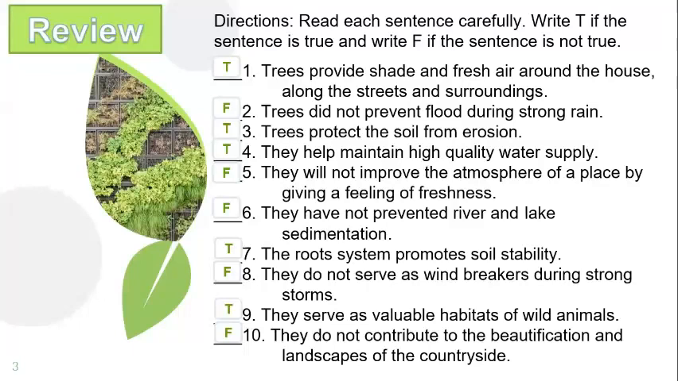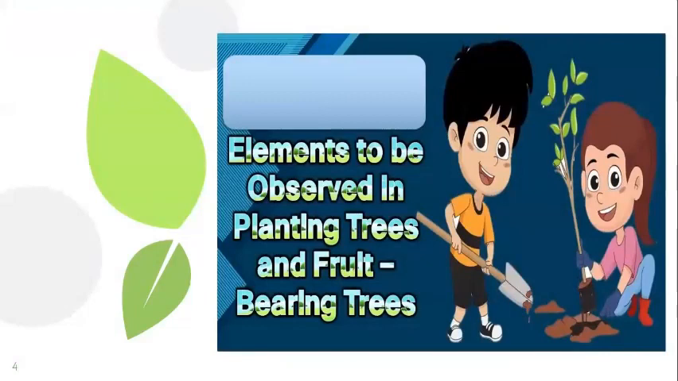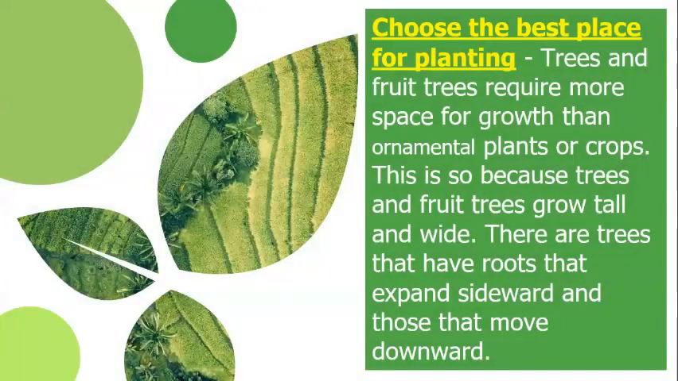Okay, so welcome to our new lesson. It is all about the elements to be observed in planting trees and fruit-bearing trees. Are you ready? Okay, number 1, or the first element, you have to choose the best place for planting. Why? Trees and fruit trees require more space for growth than ornamental plants or crops. It is so because trees and fruit trees grow tall and wide. There are trees that have roots that expand sideward and those that move downward.